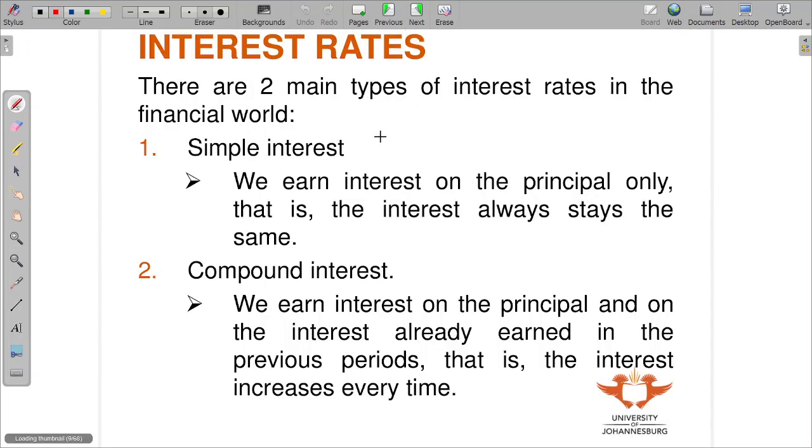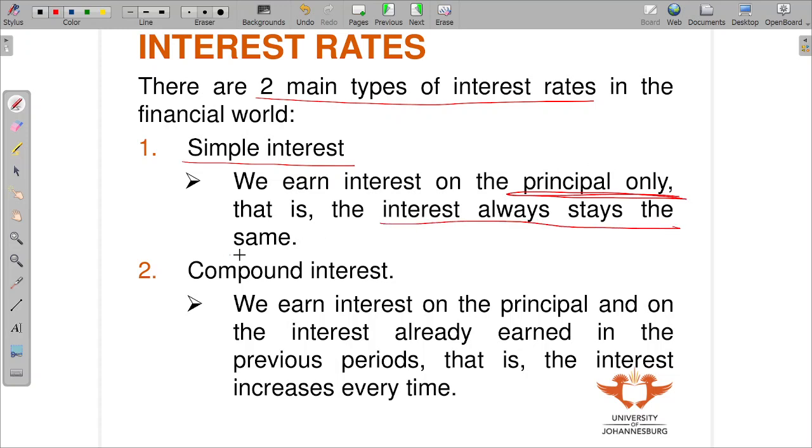All right. So there are two main types of interest rates. The first one is what we call the simple interest. In simple interest, we earn interest on the principal only. That means the interest always stays the same every year. So that is simple interest.